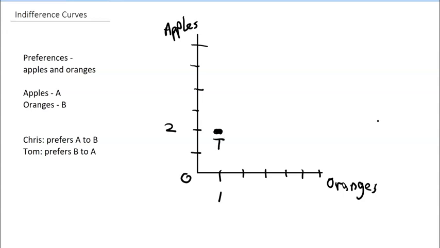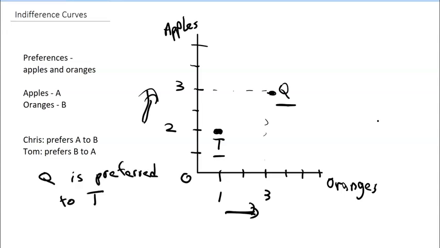We understand from here that even though Chris doesn't like oranges as much as apples, if I give Chris more apples and more oranges, Chris would like that. So let's say we have another bundle offered here. Let's say this is 3 apples and 3 oranges, and this is point Q. From here, I can see that Chris will definitely prefer Q to T. Even though there are more oranges in that bundle, because there are more apples, Chris is going to prefer Q to T. So Q is definitely preferred to T.